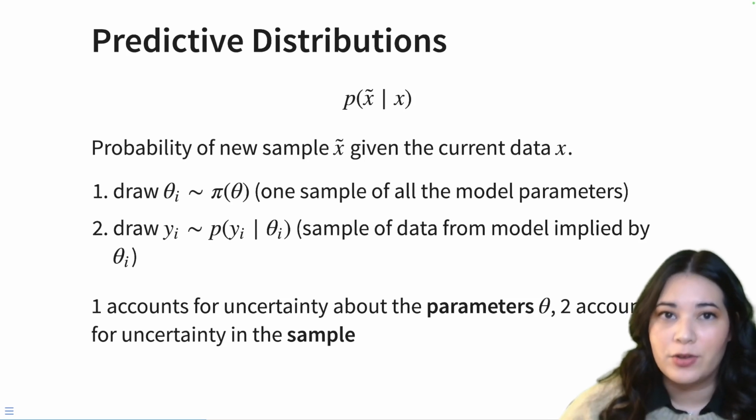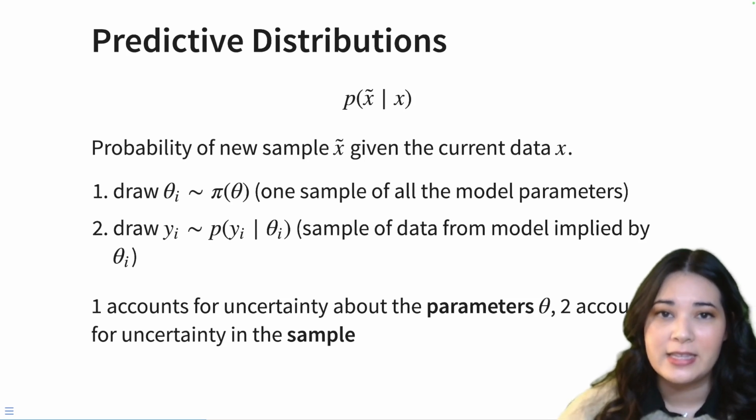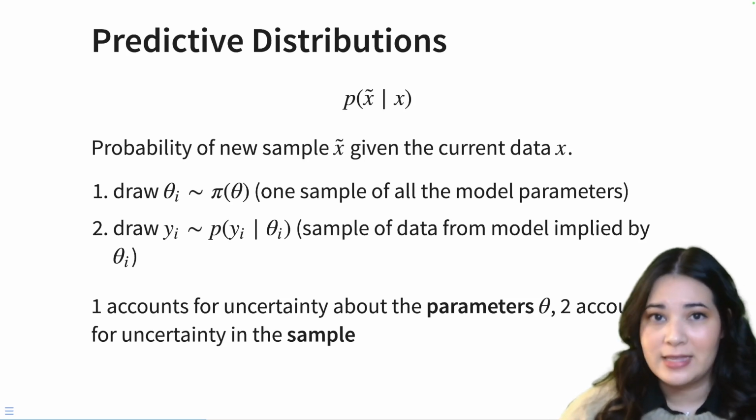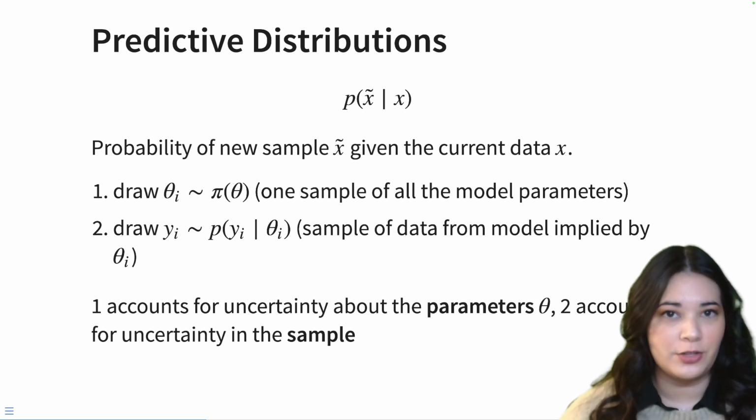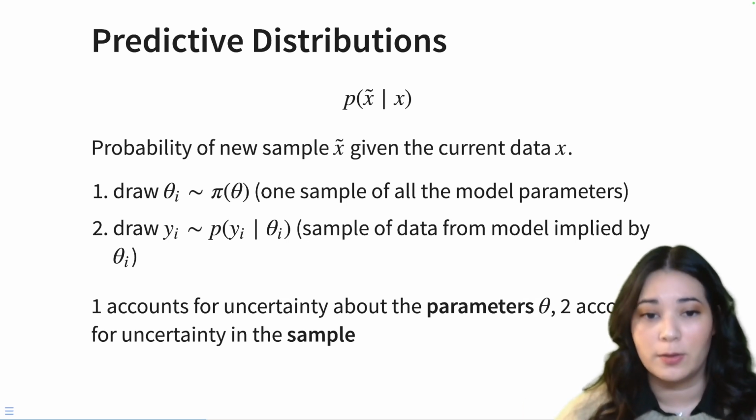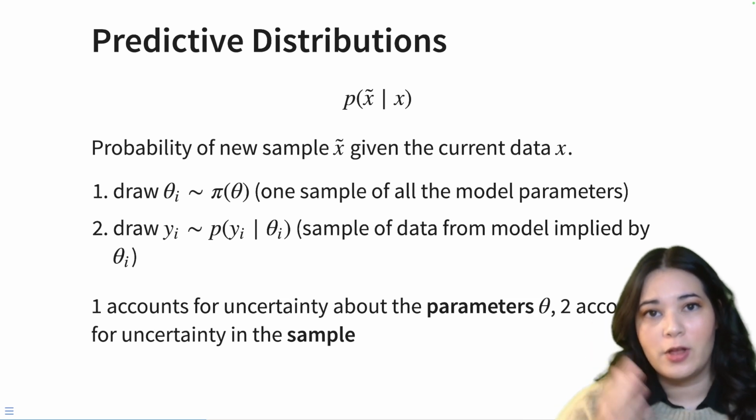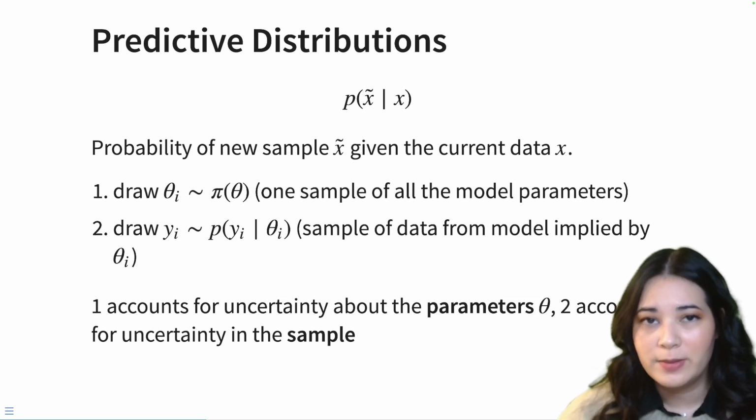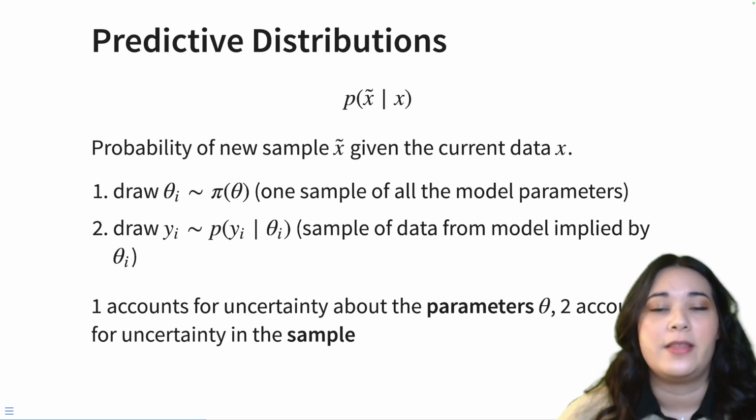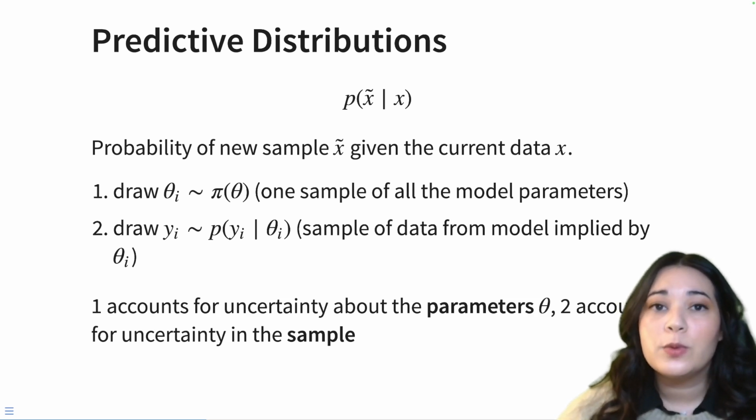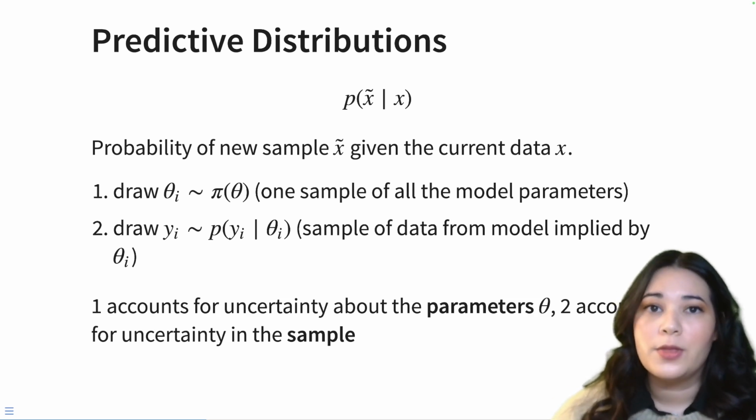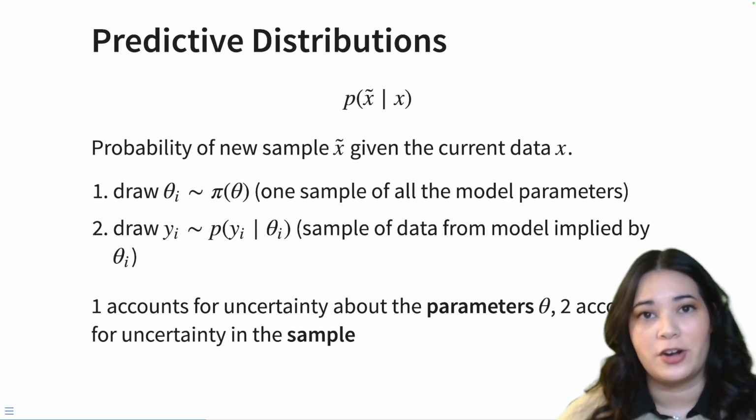The way we actually calculate predictive distributions in practice is we first draw a set of parameters from our distribution, either our prior or our posterior. So if we were fitting a regression model, we would pull a random sample of our parameters, so maybe the variance of the model, the intercept, and the coefficient. And then we would use, in step 2, those parameter values to then generate data.